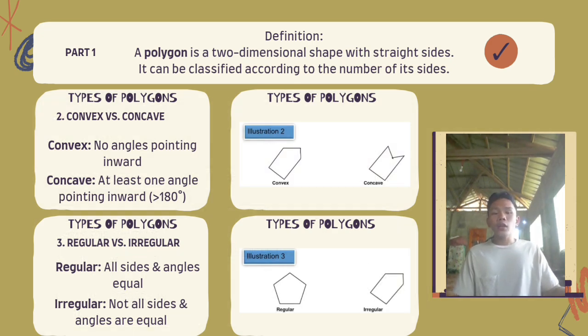So third, regular versus irregular polygon. A regular polygon has all sides and all angles equal. A square is a perfect example. An irregular polygon does not have equal sides or angles. For example, a rectangle. The opposite sides are equal, but not all 4 sides are the same.